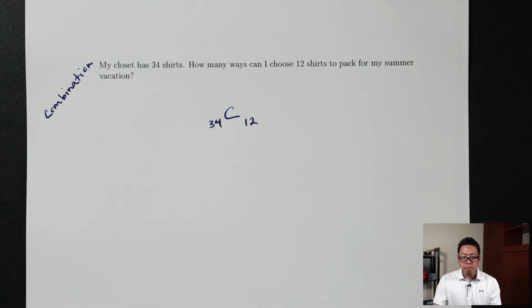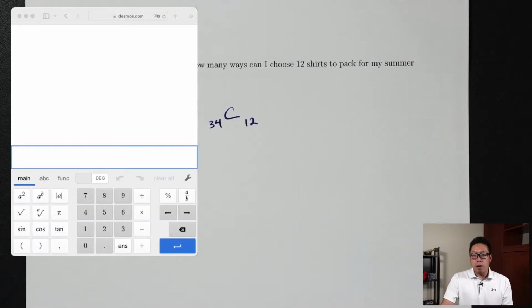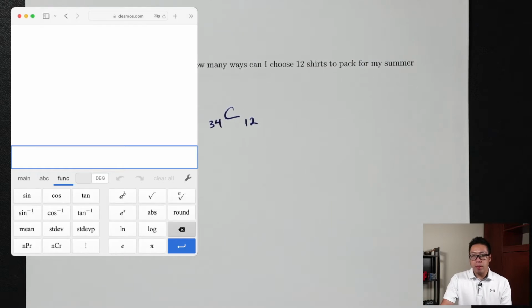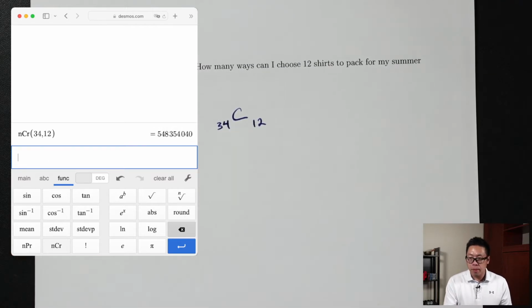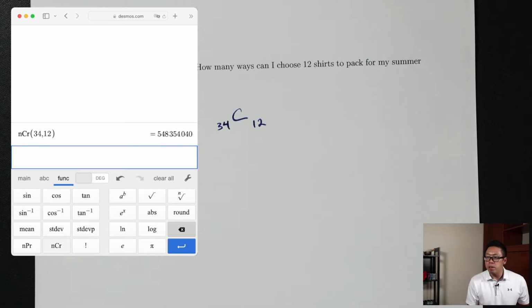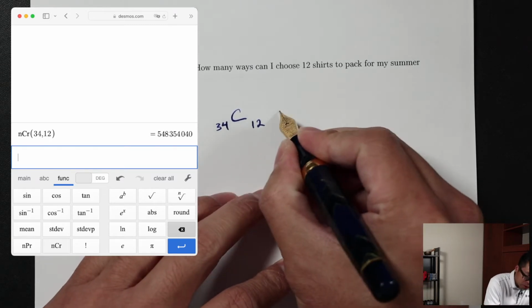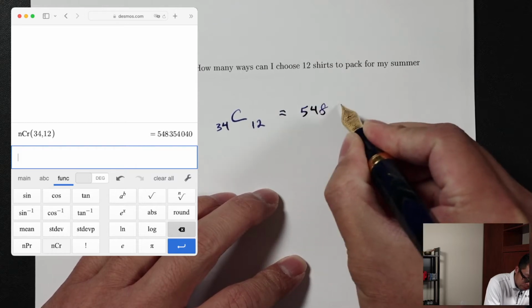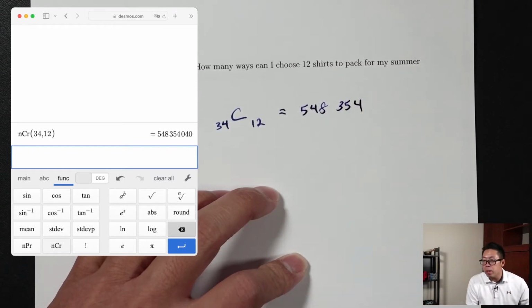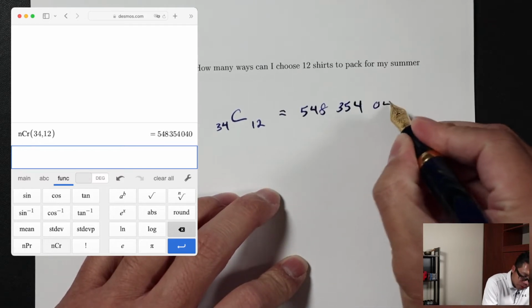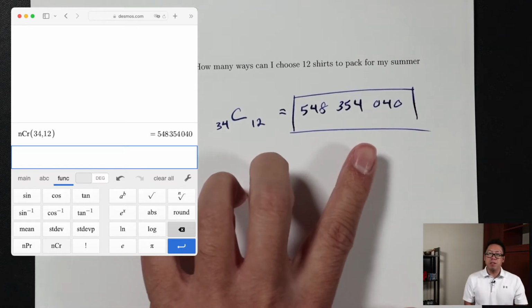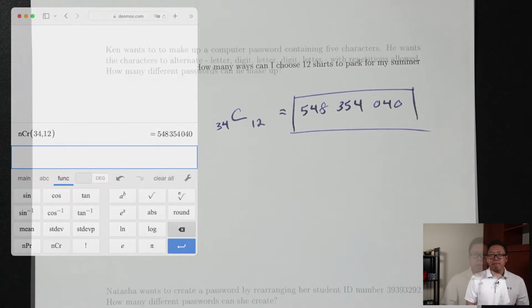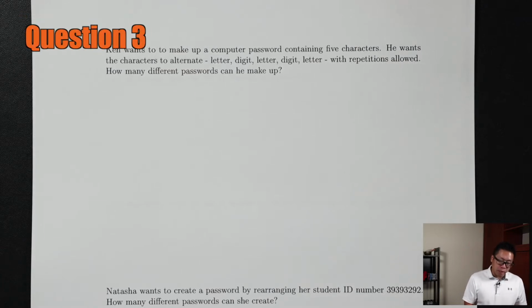So on my calculator, you're going to click on FUNC. And then at the bottom, NCR. And then the way you enter it is 34, 12. And our final answer is 548,354,040.